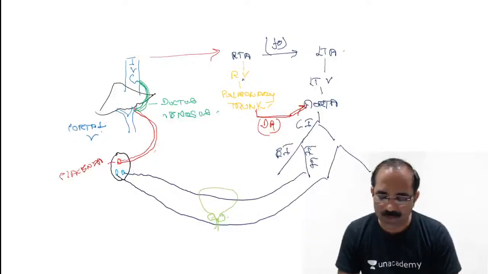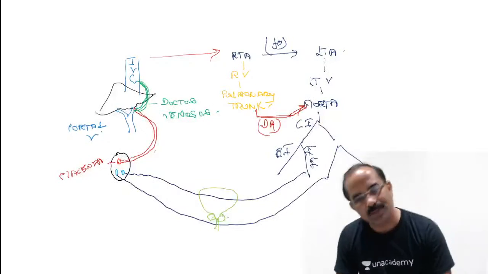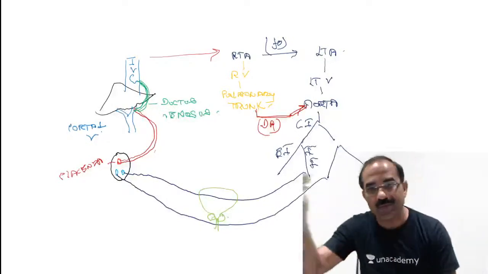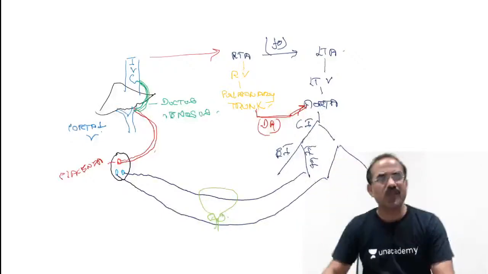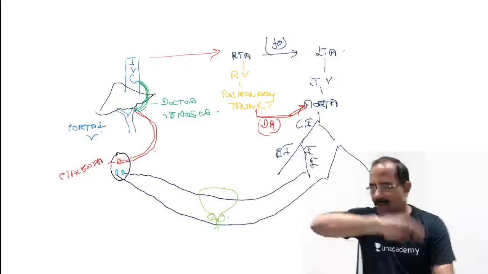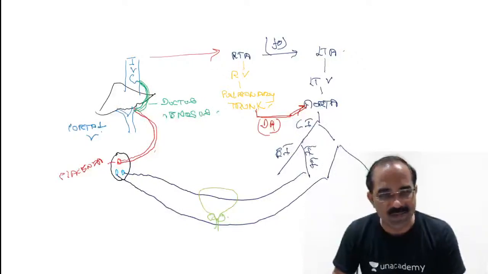Suppose from the right atrium, the blood goes to the right ventricle and the pulmonary trunk, and from the pulmonary trunk, the blood goes to the lungs. But the lungs are not functioning in fetal life, so there's no use. The blood directly goes to the aorta through the ductus arteriosus.